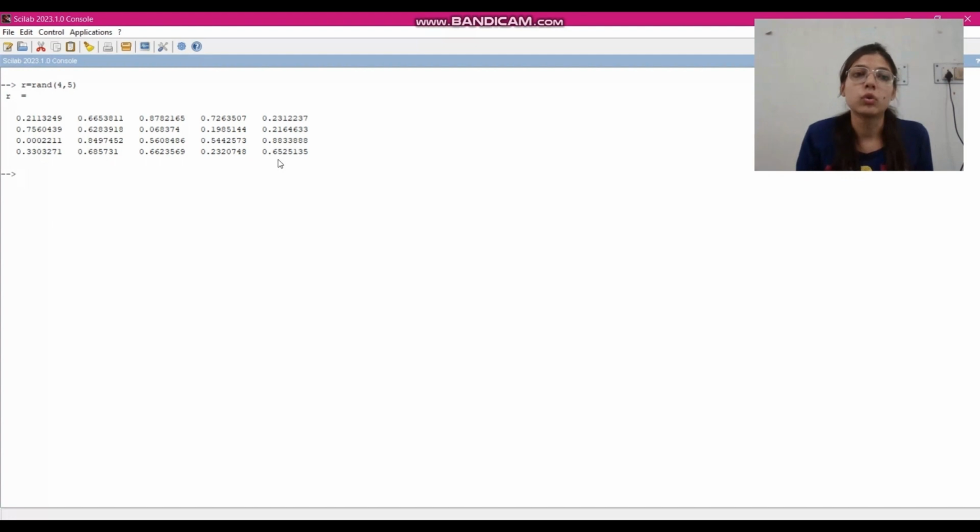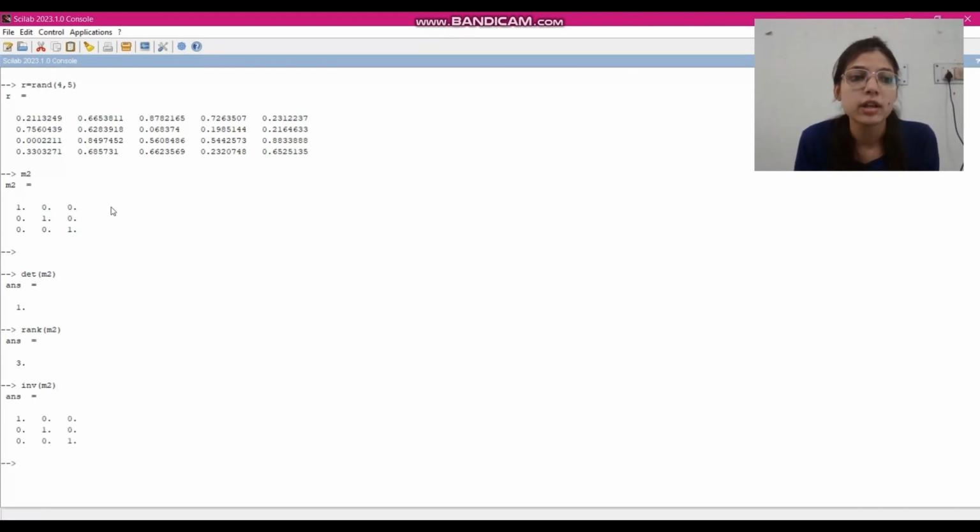Now we will learn how to find the determinant, rank, inverse and all those things. Let's take our matrix M2, which we gave as the identity. To find the determinant of this, we write det(M2). The determinant is 1. Again we'll find the rank of M2. Rank is 3 because we have 3 rows which are linearly independent. If we want to find the inverse of the matrix, the inverse of M2 is the identity only.